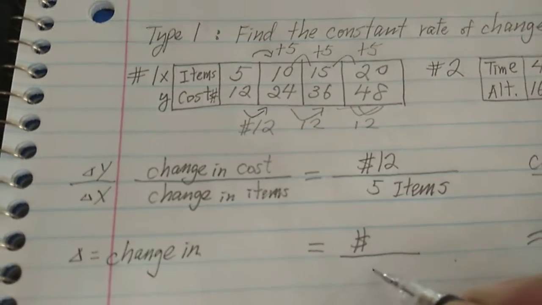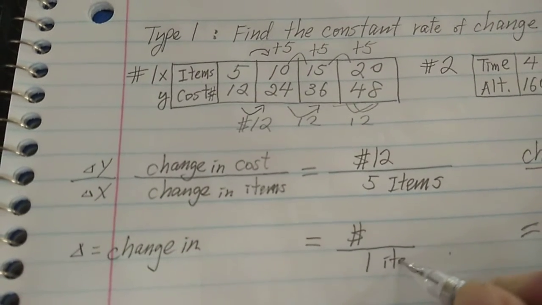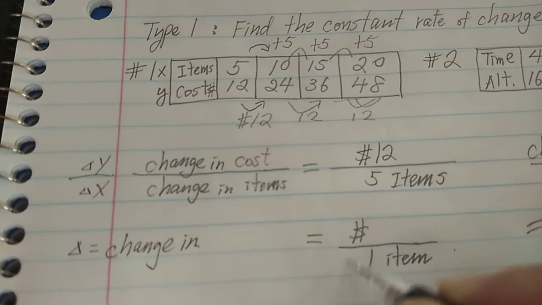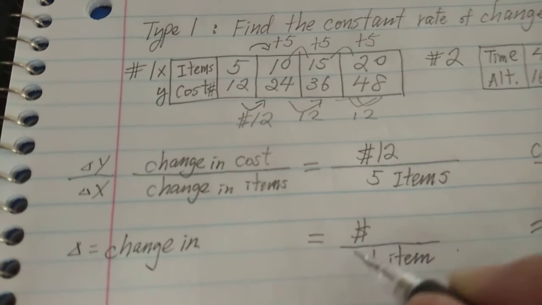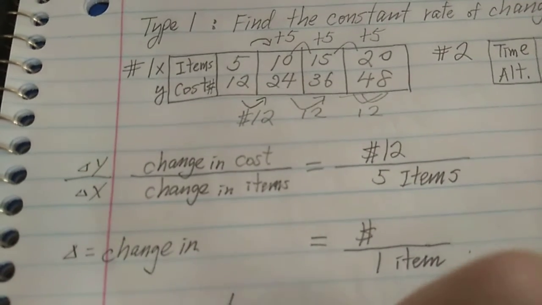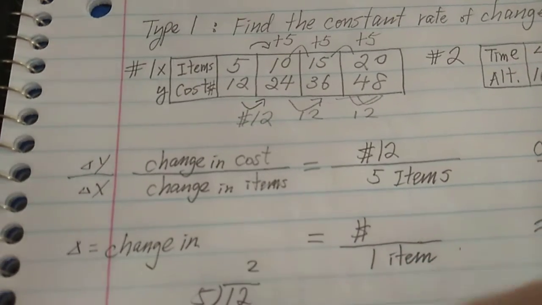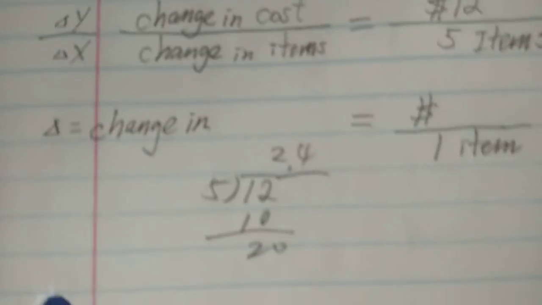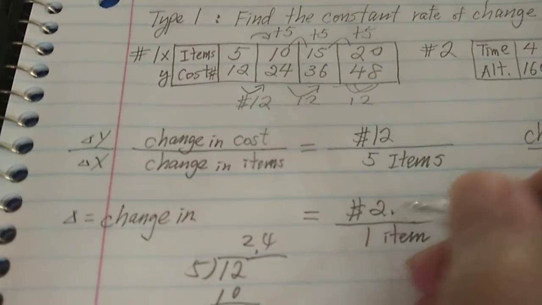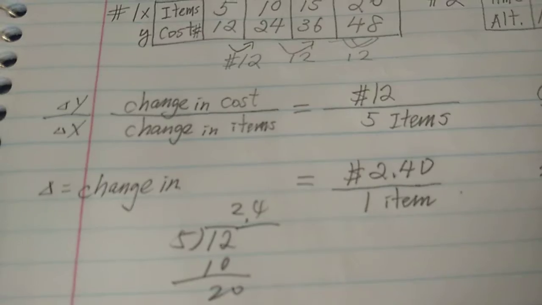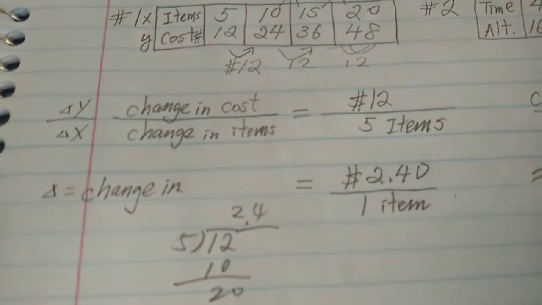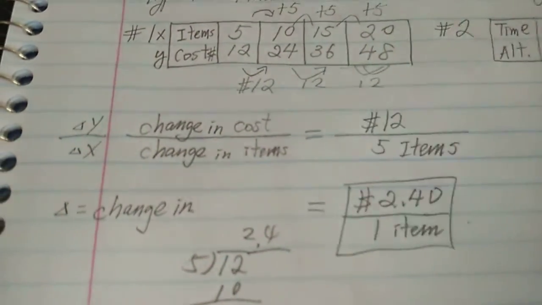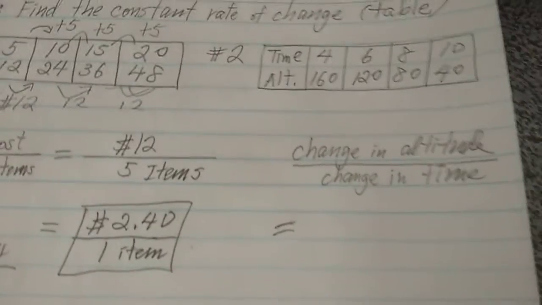And then from that, we can calculate the units. So how much change for 1 item? You always want to find out what is the change for 1 item. To do that, you take 12 divided by 5, and you will get $2.40 for 1 item. That is your answer. Let's look at another question.